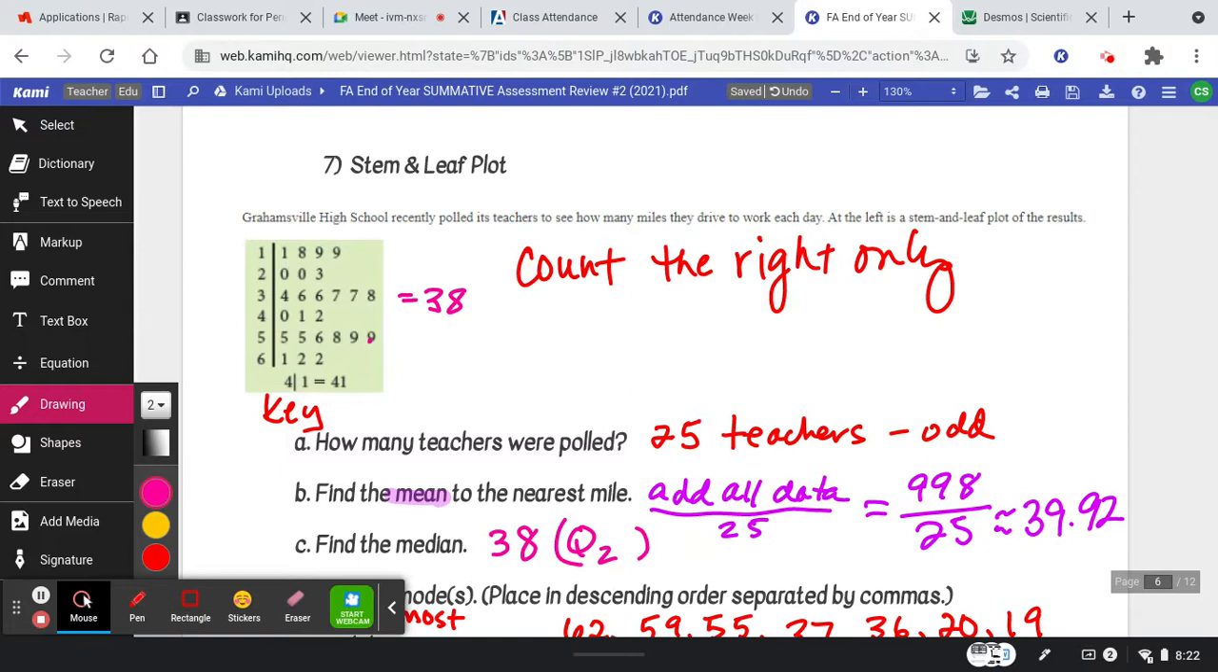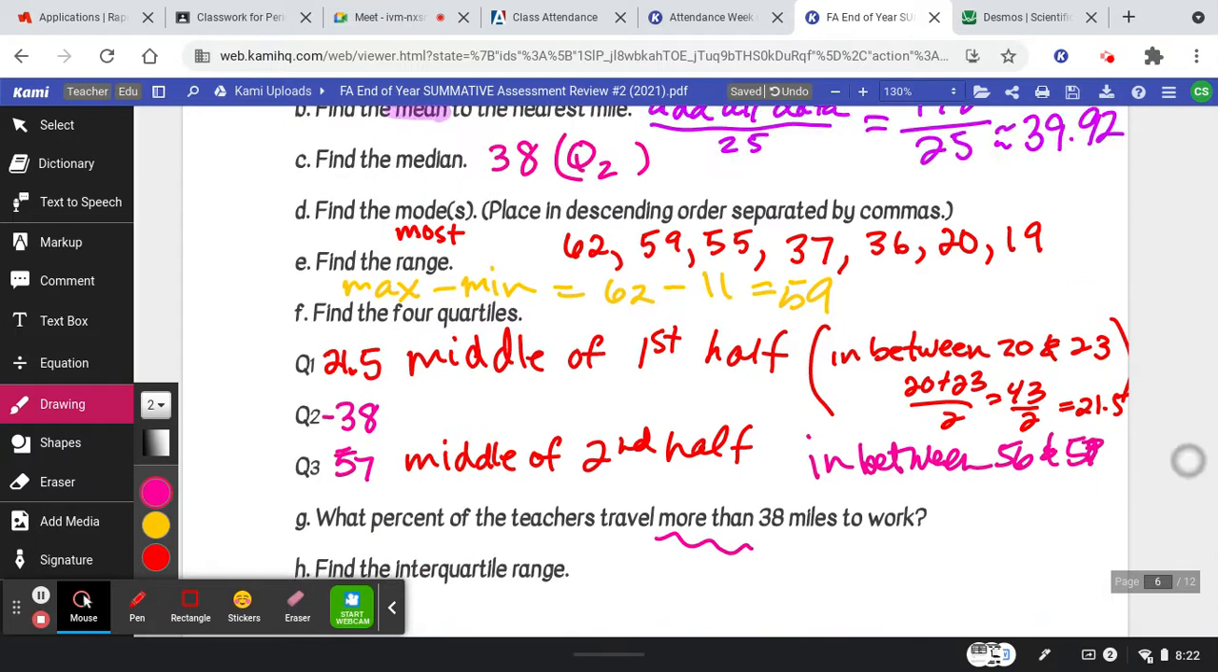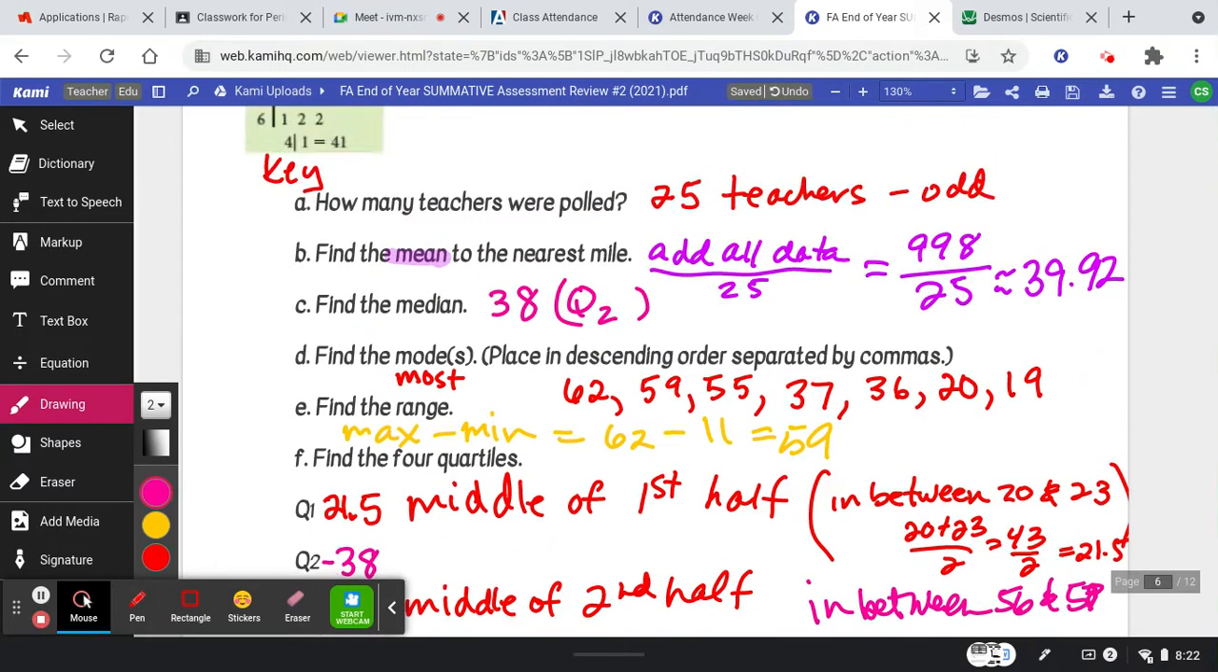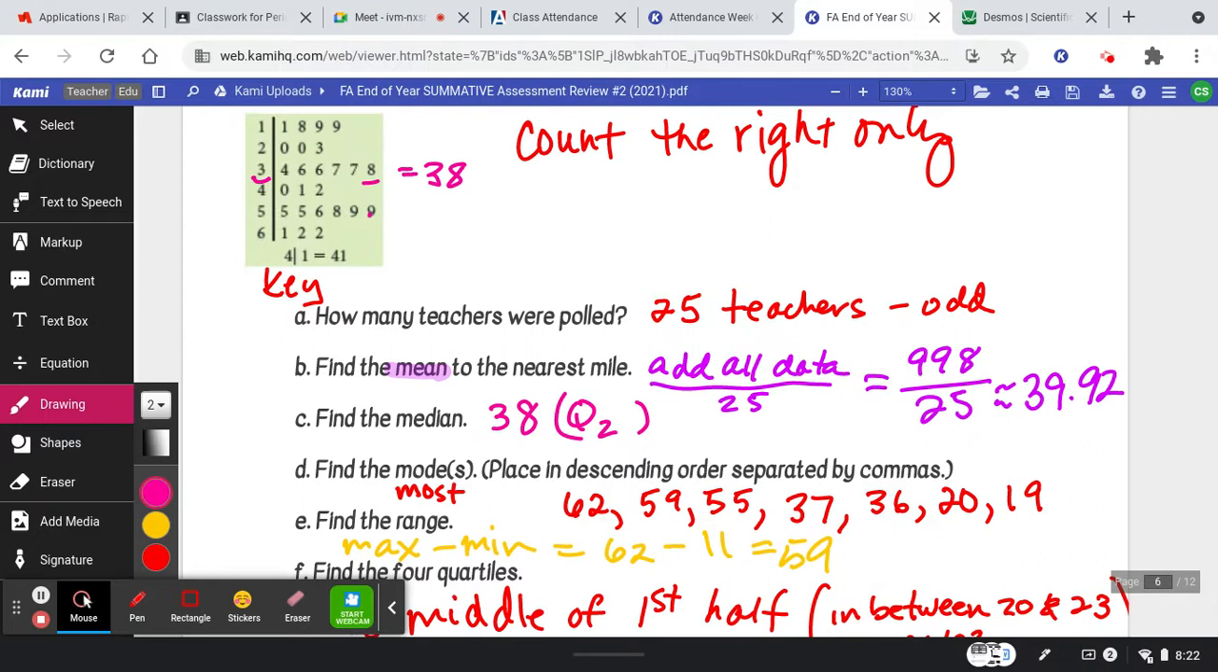Okay, so 38 miles. Do you see that key, how the one that Kelton gave us right at the beginning was that 38? And it says more than 38. So what do you think, Daisy? Do I count the 38, or do I count everything? Everything but the 38, but do I count before 38? For more than 38, we're going to count everything after 38. So go ahead and start counting those data after that 38.